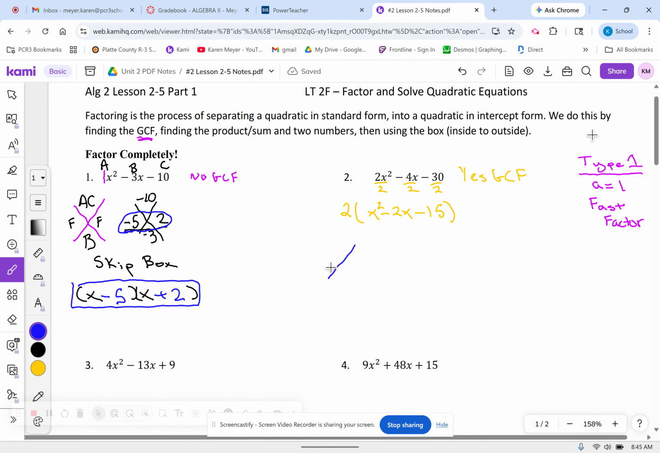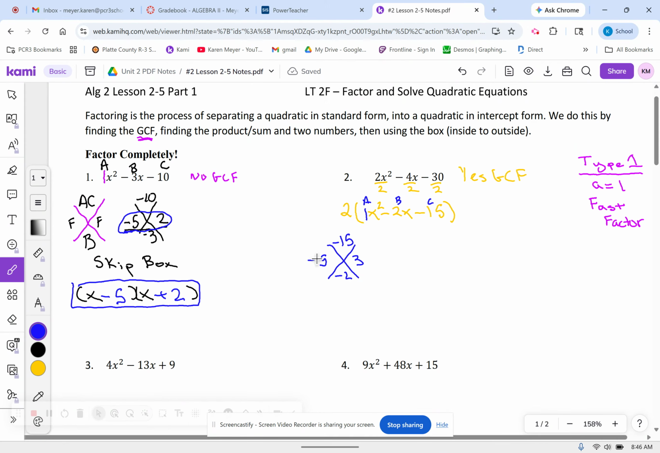Okay, now we're going to make our x. Our A is 1. Our C is negative 15. So 1 times negative 15 is negative 15. And our B is negative 2. So what multiplies for negative 15 that adds for negative 2? And hopefully you would say, oh, I know, 5 and 3. And then if I want to get negative 2, that means I have to have a negative 5.